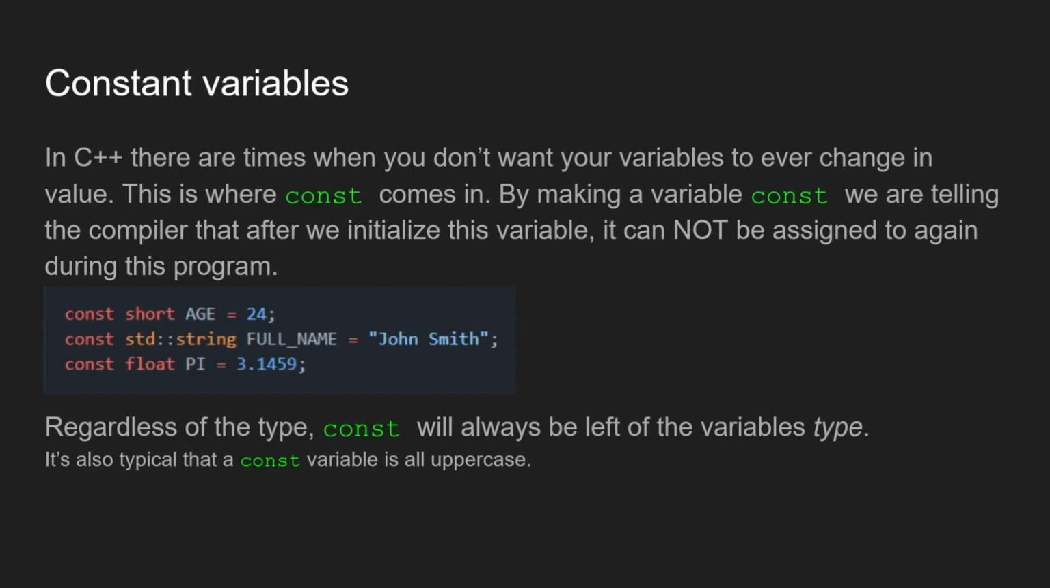Again, a constant variable cannot be assigned again later on, so you have to give it a value at initialization. You'll later learn that in function parameters you can make variables constant, and even though it looks like the value changes, that variable itself doesn't change inside that function. Regardless of the type, the const keyword will always be left of the variable type. It's typical that const variables are also all uppercase, depending on who you were taught by. I was taught by my professor that everything is uppercase, except when a function parameter. There are caveats to that.